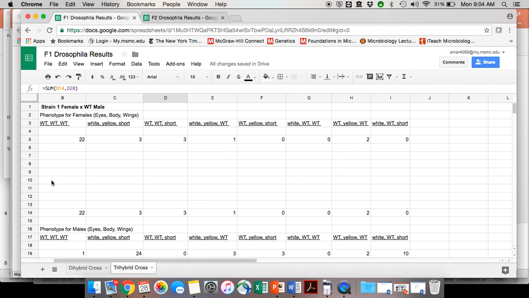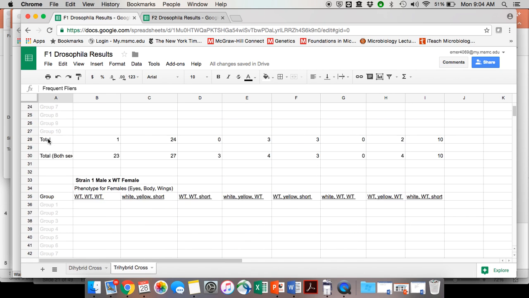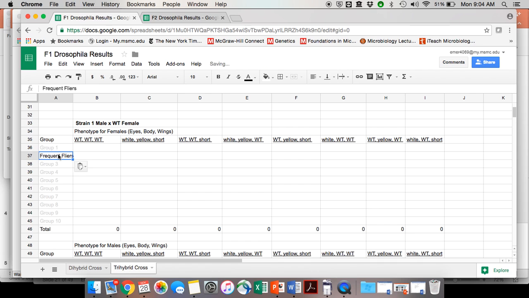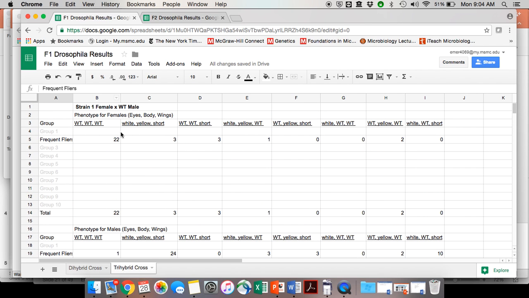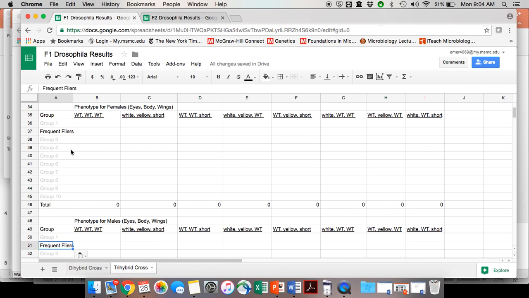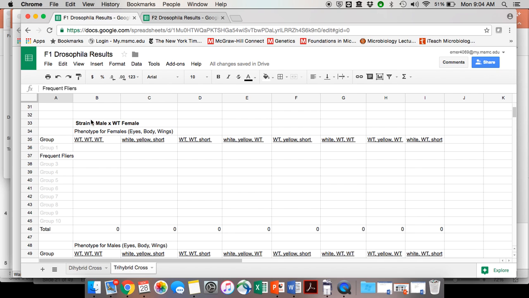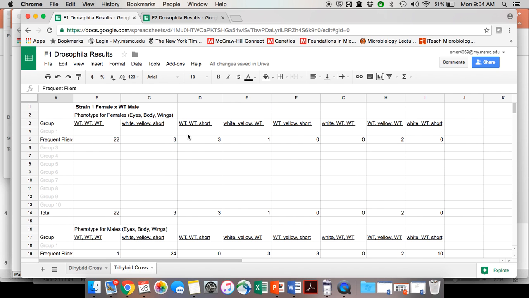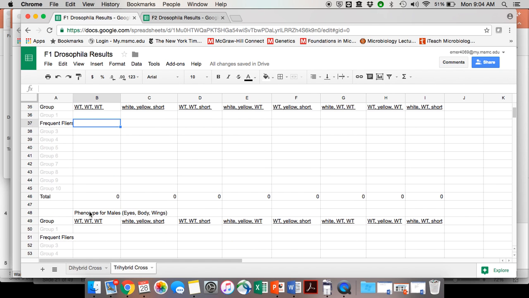So we have to put in our group name right here, group 2, because we've reserved group 2. So if you only did this cross for your P cross, so that gave you your F1 results, then you don't have to put in any data here. If you did only this cross, strain 1 male with wild type female, then you would not put data in here, and you would put the data in here instead for females and for males.